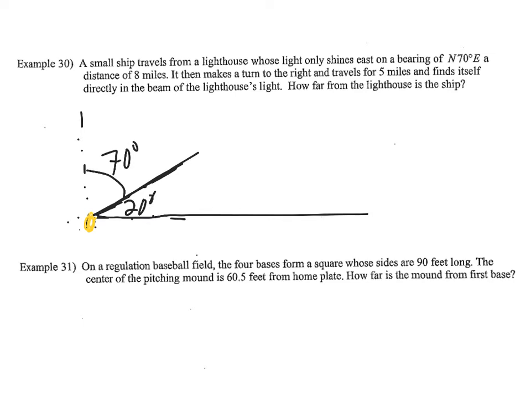And then it turns to the right, and it doesn't tell us how far it turns to the right, but it does tell us it travels for 5 miles and finds itself directly in the beam of the lighthouse. Now, this is due east, and it tells us it shines east. So we're looking for, let's see. It feels like I need to have another 8. Here we go. It travels for 8 miles. I missed that piece. Here, let me highlight that.